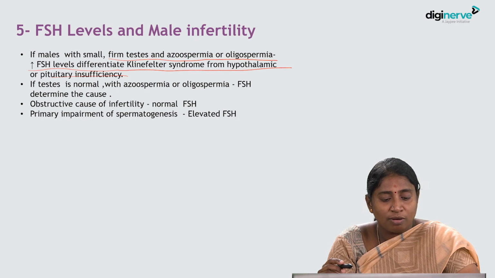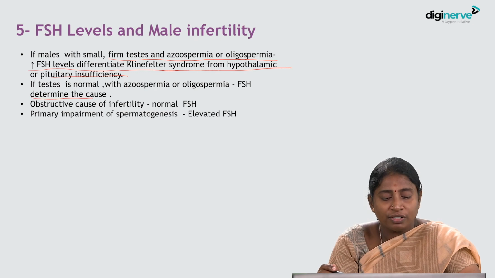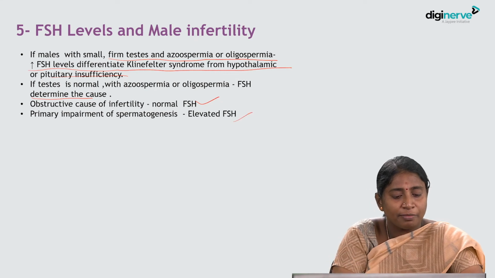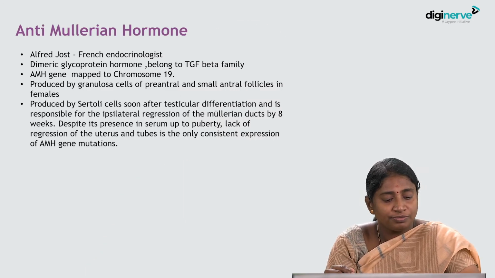If the testis is normal with azoospermia or oligospermia, FSH determines the cause. Obstructive causes of infertility have a normal FSH level. Elevated FSH indicates a primary impairment of spermatogenesis. We'll move on to anti-Mullerian hormone.